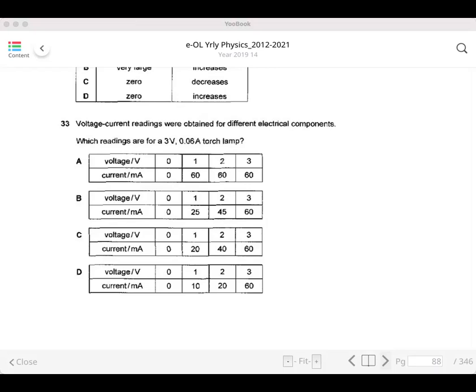Xiaoxing, try again. We're talking about a torch lamp. A torch lamp is not an ohmic conductor. An ohmic conductor looks like this: V versus I, or I versus V, is a straight line. So for a torch lamp, how would it look? Bei Kuan, incorrect. Try again.